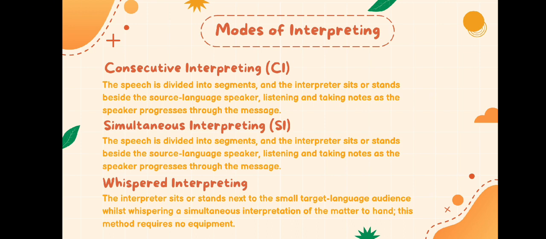The third one is whispered interpreting. The interpreter sits or stands next to the small target language audience, whispering a simultaneous interpretation of the matter to them. This method requires no equipment. Chuchotage is used in circumstances where the majority of a group speaks the source language and a minority, ideally no more than three persons, do not speak it.